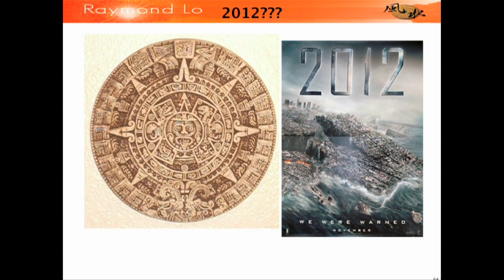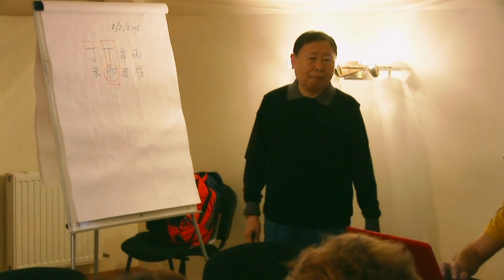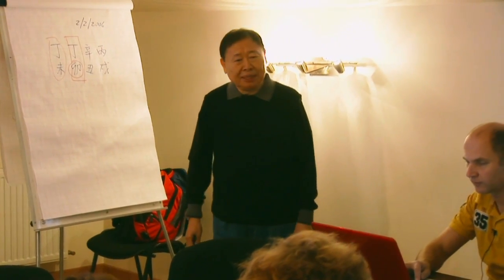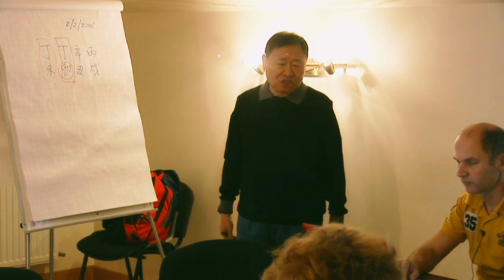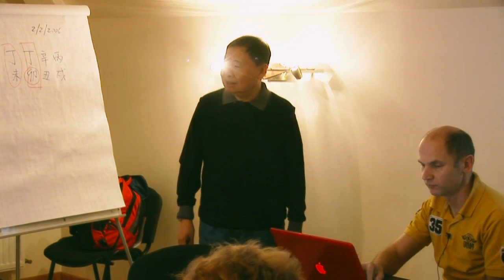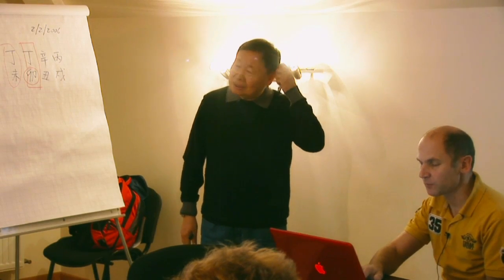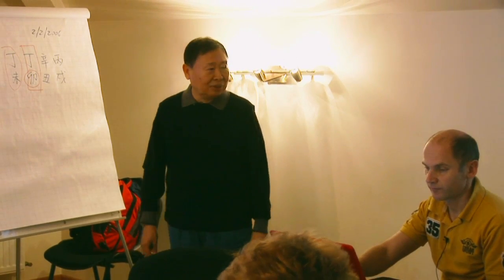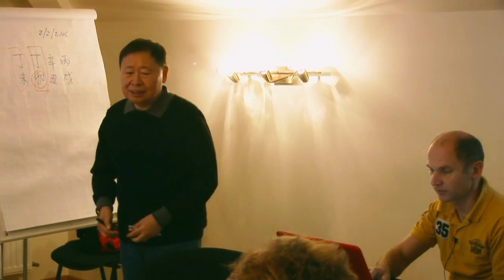The movie also made this theory very popular. And in the movie, they said the I Ching also predicted the end of the world in 2012. But that is not true, because the I Ching doesn't predict anything special happening in 2012.